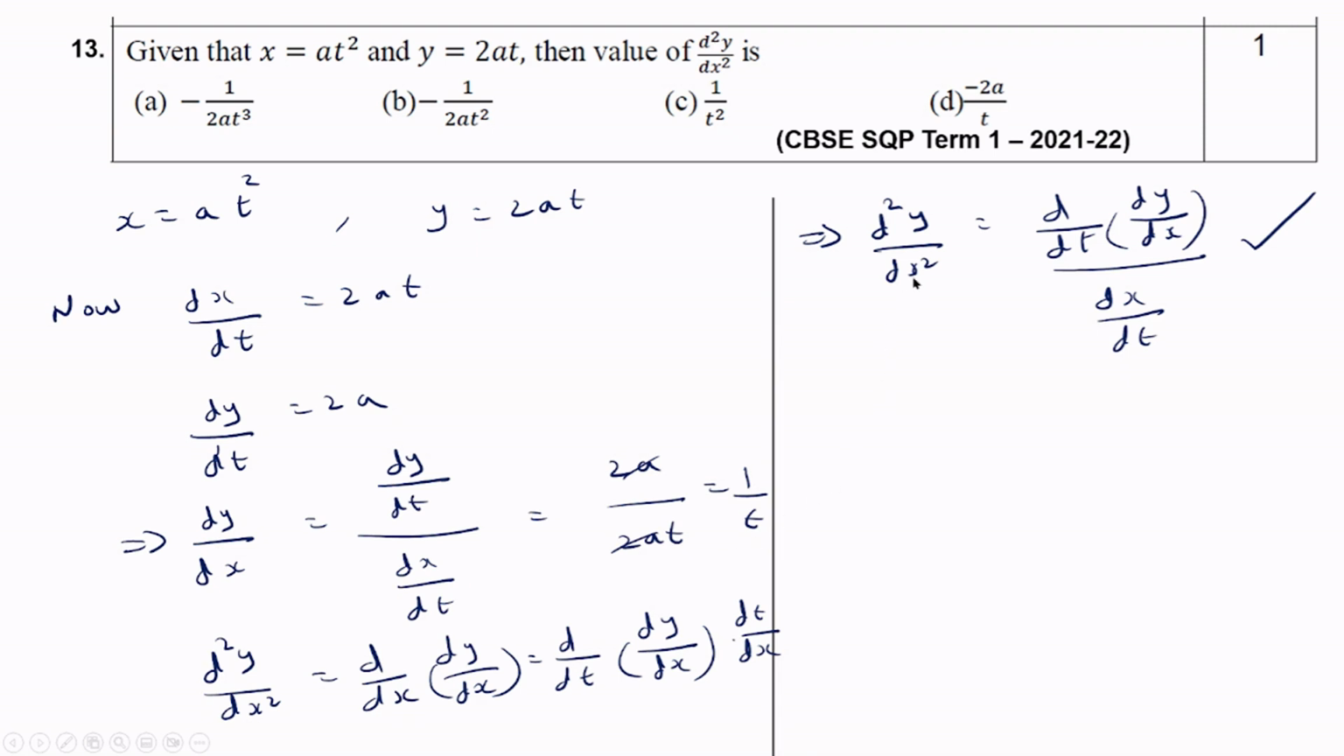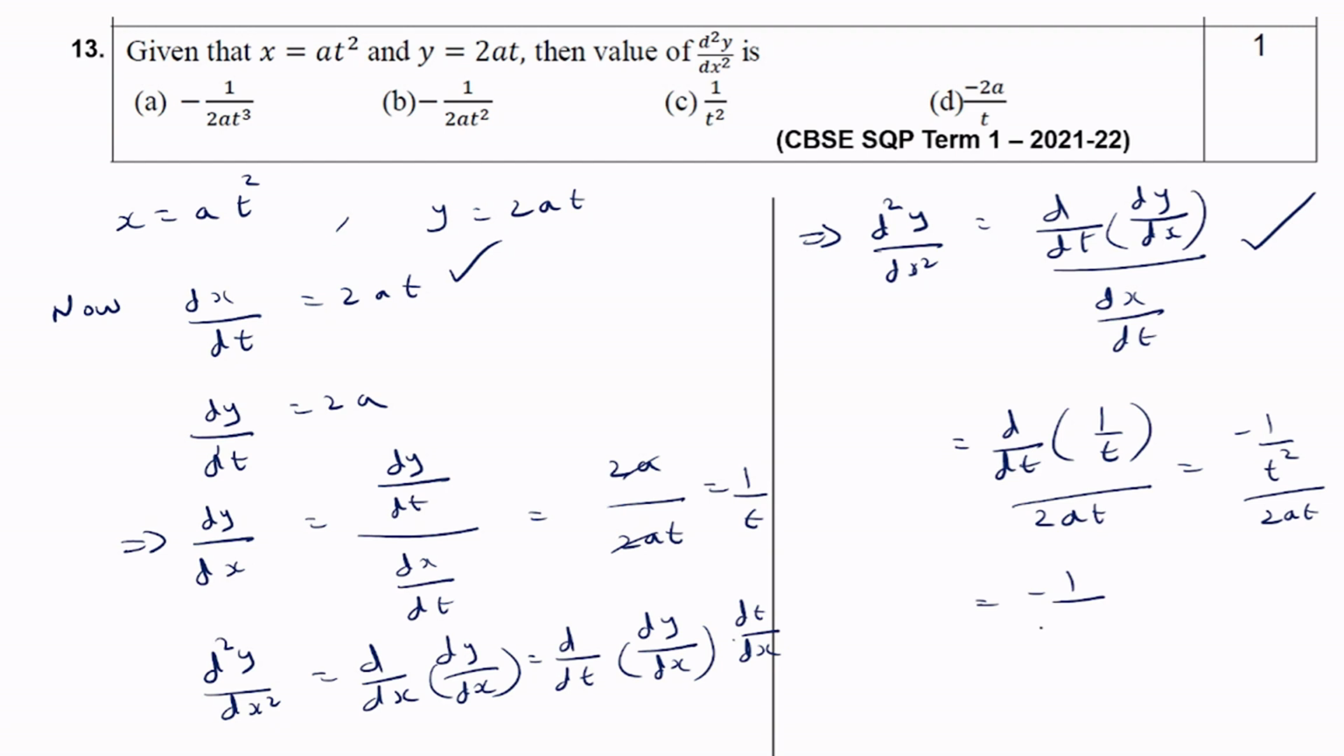So d square y by dx square, we calculate it as d by dt of dy by dx, which is 1 by t, upon dx by dt, we have it here 2at. Now derivative of 1 by t is minus 1 by t square, the whole thing by 2at. So this is minus 1 by 2at cube. So the correct option is option A. This is d square y by dx square.